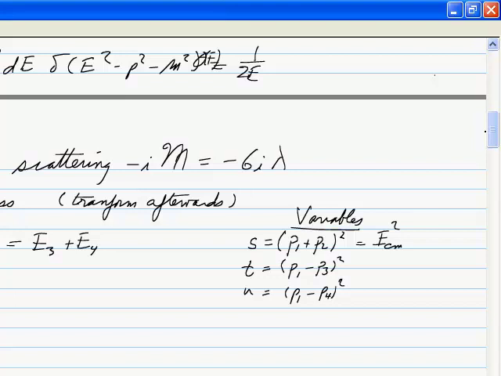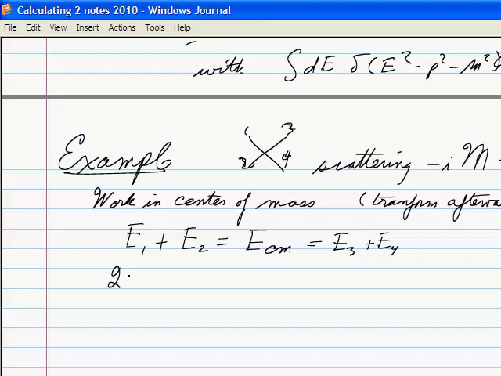Okay, so in all these cases, 2 omega 1 equals 2 omega 2 equals 2 omega 3 equals 2 omega 4 equals the center of mass energy equals the square root of s. So all those factors of 2 omega are the square root of s.